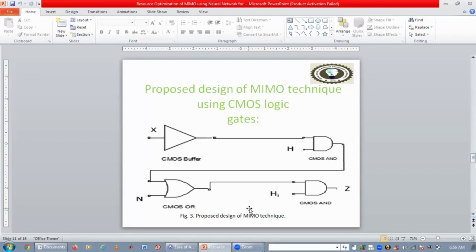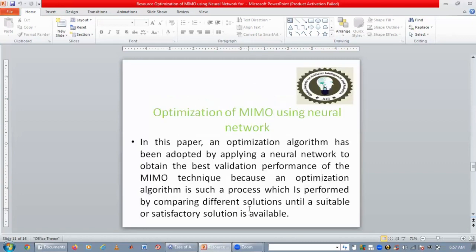In this figure, S is the input radio signal, H is the channel matrix, HI is the inverse channel matrix, N denotes the additive white Gaussian noise, and Z signifies the estimated output signal. So this is the proposed design of the MIMO technique using CMOS logic gates.